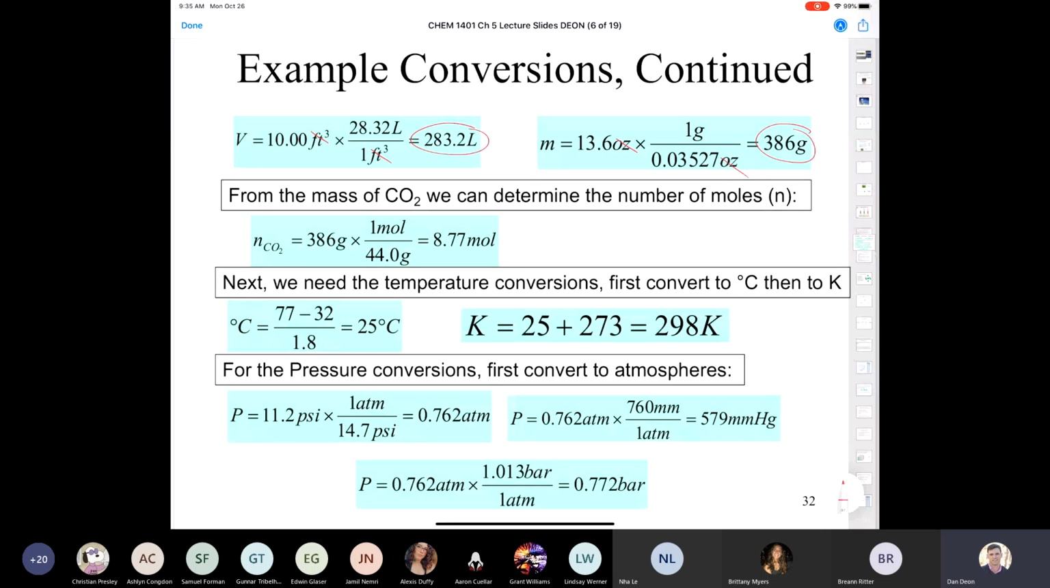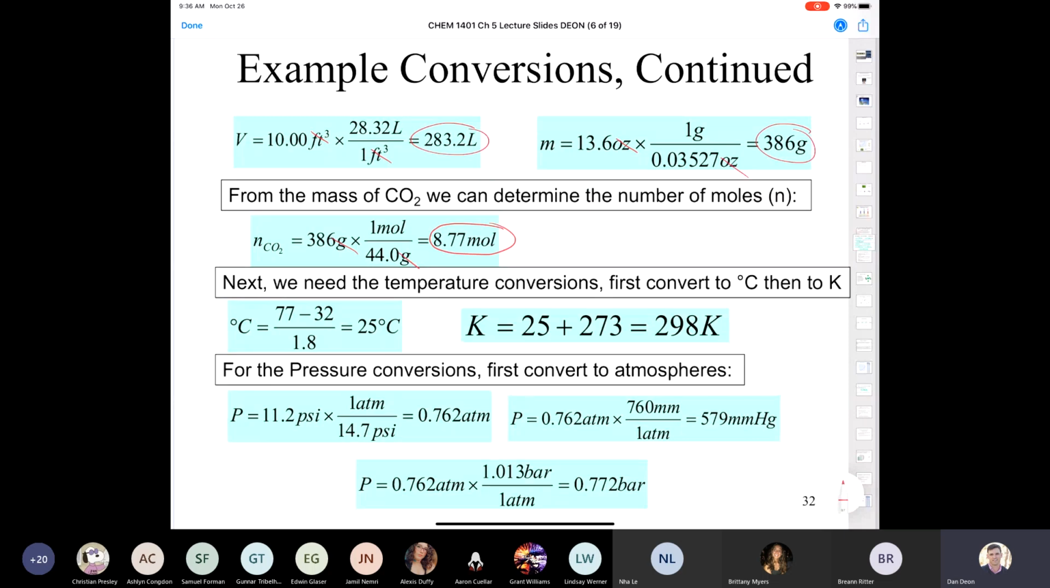Now that we've got the mass, you should be able to convert the mass of carbon dioxide into the number of moles in your sleep. You've done it so many times by now, right? You know that the molar mass of carbon dioxide is 44 grams in 1 mole. Grams and grams cancel out, and we're left over with 8.77 moles.